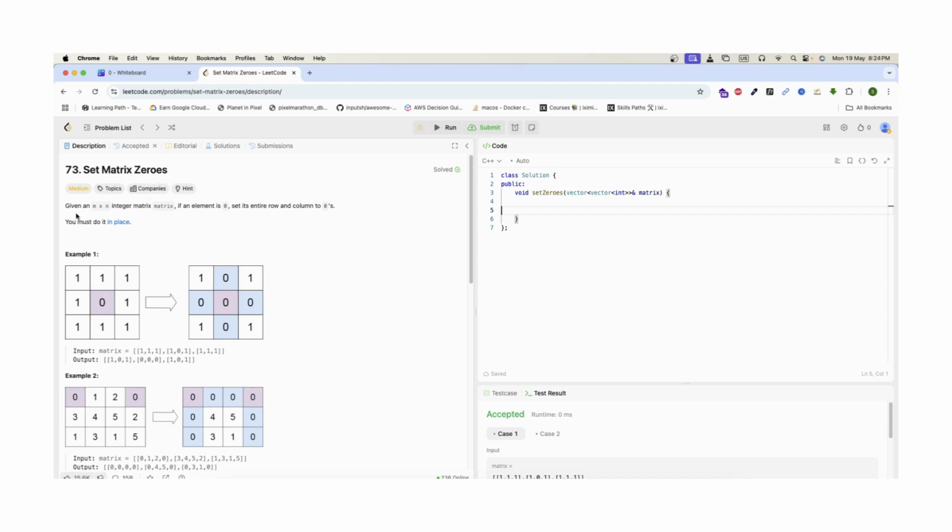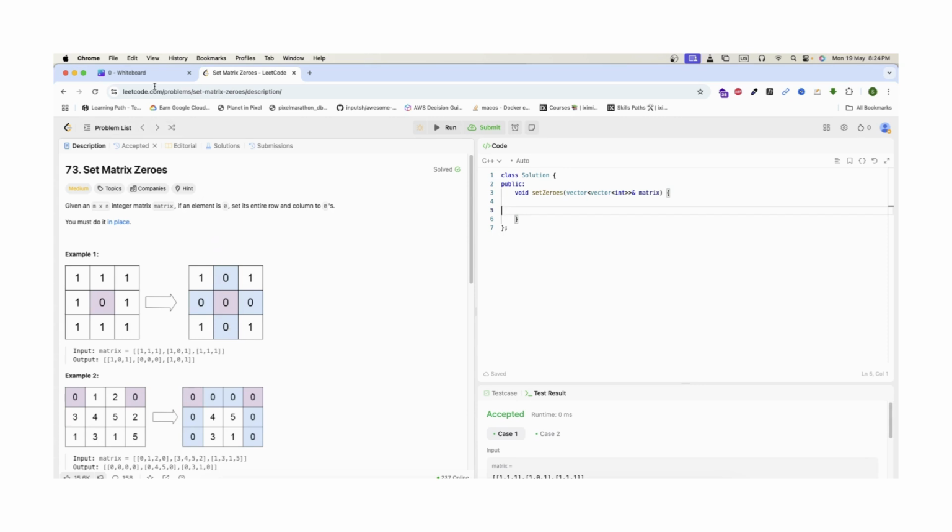So here the question is: given an m by n integer matrix, the matrix name is matrix. If an element is 0, set its entire row and column to zeros. The question is simple: whenever we encounter an element 0, we need to set its entire row and column to 0. Like let's say here we encountered 0 here. So we need to set its entire row and its entire column to 0.